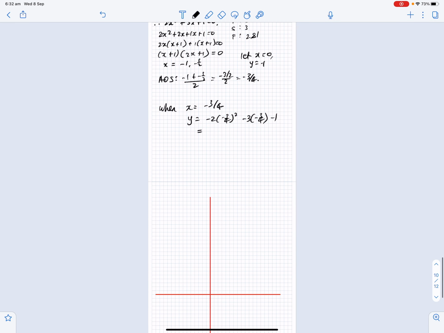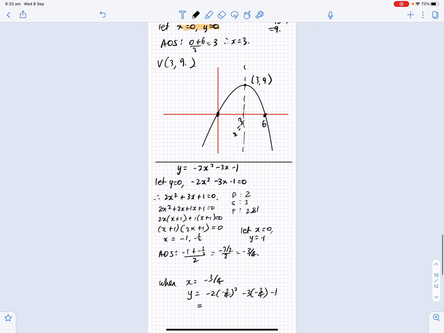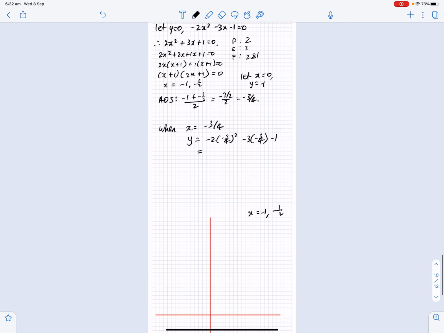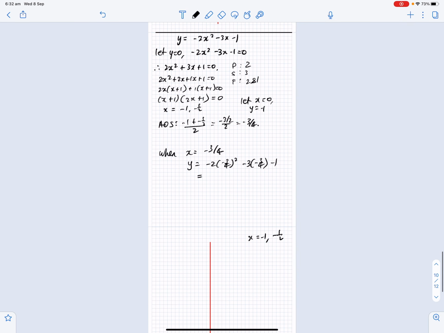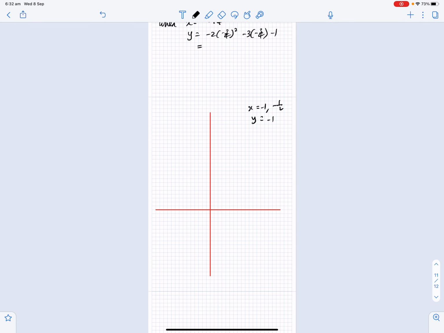Now sketching this parabola, the x-intercepts are minus 1 and minus 1/2. It's an upside down parabola, and the y-intercept is minus 1. The reason I'm looking at the y-intercept when I'm sketching is, I can cut at minus 1 and minus 1/2, and I've just got to be conscious of where it cuts the y-axis.